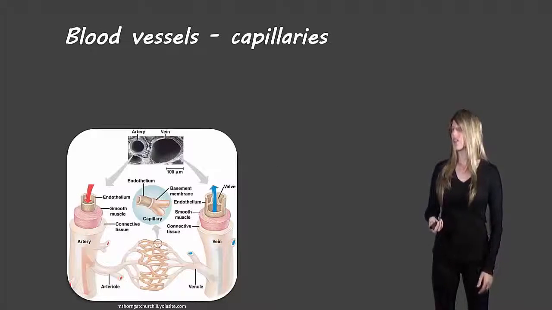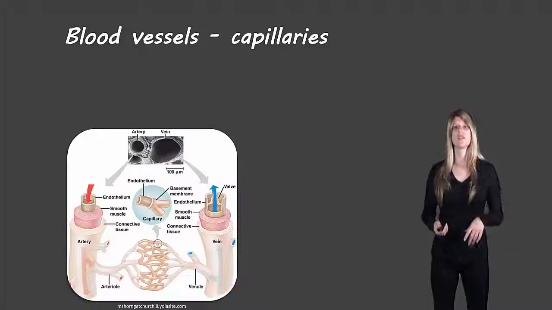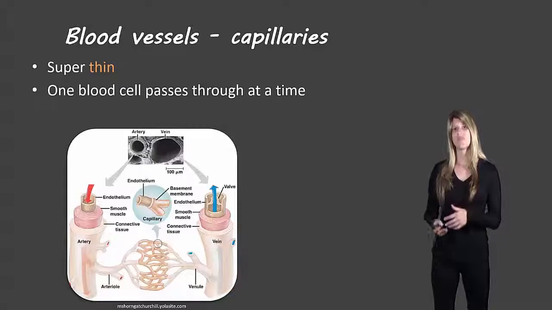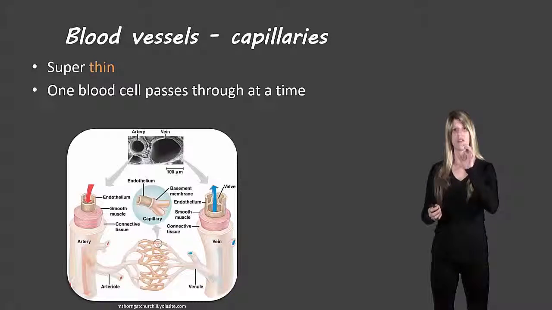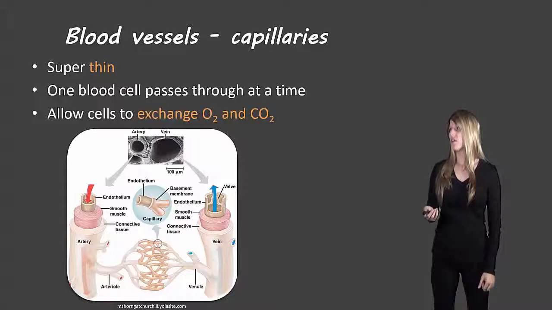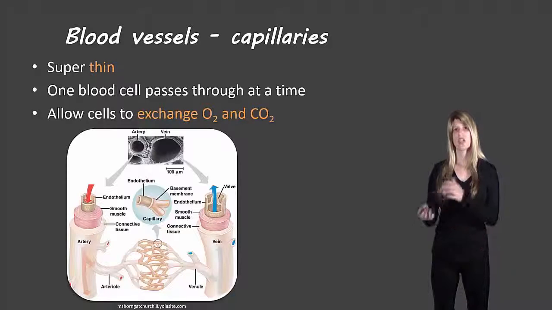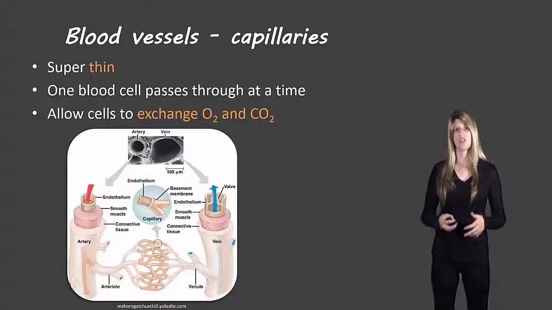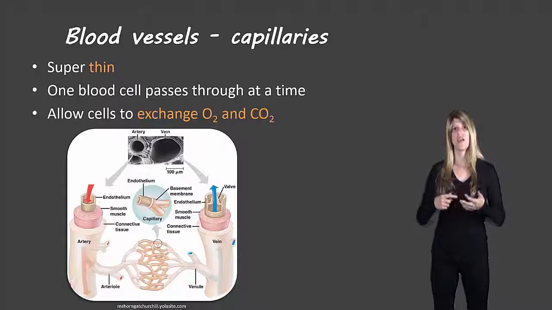Now let's take a look at the capillaries. These ones are a little bit different than the arteries and veins because they are super thin. Also, only a single blood cell can pass through a capillary at a time because the actual size of the capillary itself is so small. And they allow the cells to exchange oxygen and carbon dioxide. So in the regular body cells, the blood that's coming through is going to be containing oxygen, so it will give the oxygen to the body cells and take away their carbon dioxide. These capillaries are having that job.